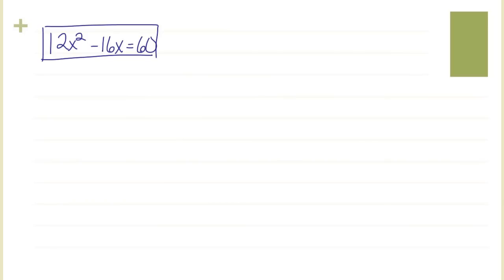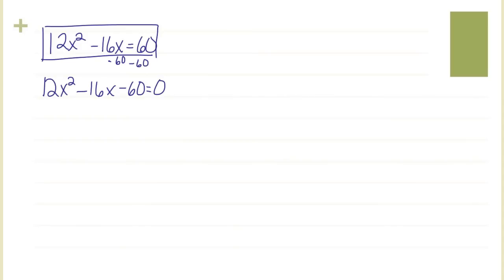All right. So let's do one where we've got to do all the steps. We got 12x squared minus 16x equals 60. So that's our problem. First thing we have to do is get it in standard form. So we're going to subtract 60 from both sides. 12x squared minus 16x minus 60 equals 0, written in descending order.